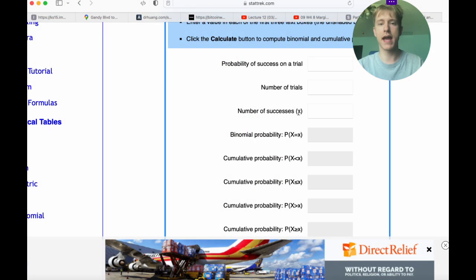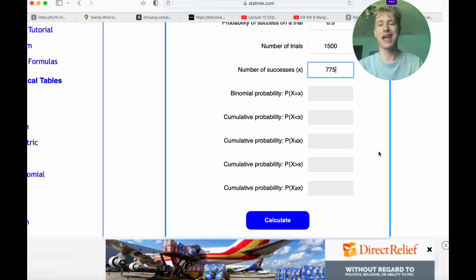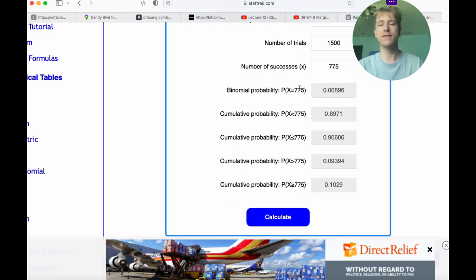Okay, so this is stattrek.com, and just hit binomial. And so the probability of success is 0.5. The number of trials was 1,500, and we wanted 775 successes. And when you calculate, it gives you all these fun things. So it gives you the probability that it's exactly 775, and that's how I got 0.00896. If you wanted the cumulative probability, it gives you that. We want specifically that it is greater than or equal to 775, so we get an answer of 0.1029.